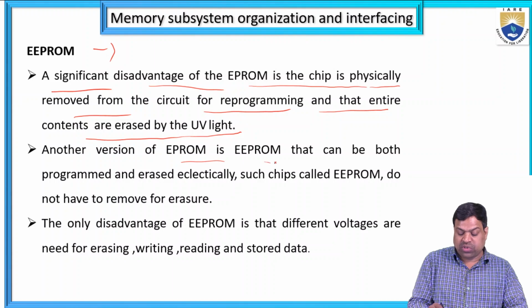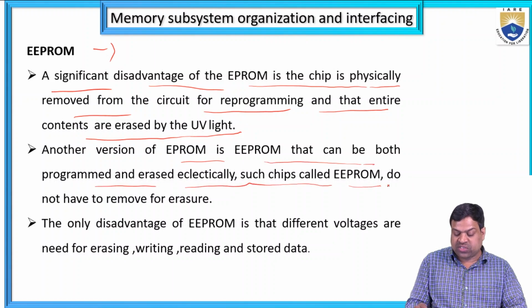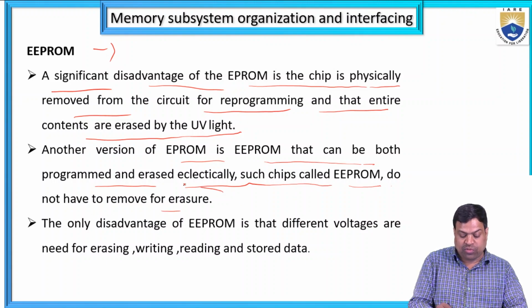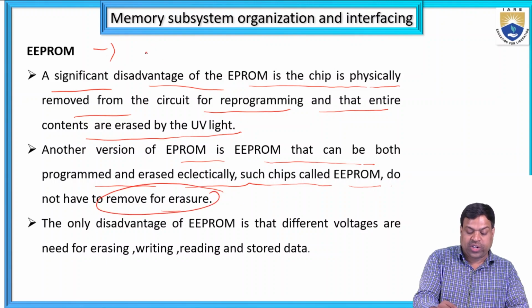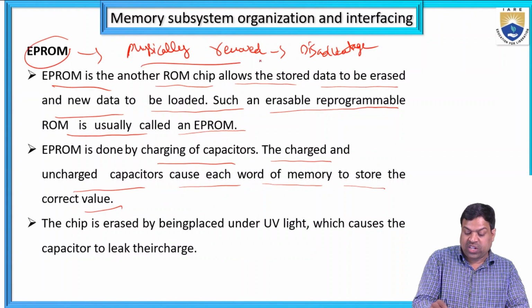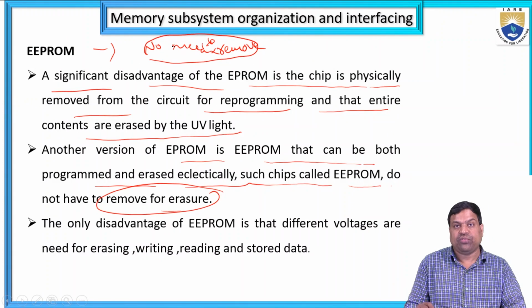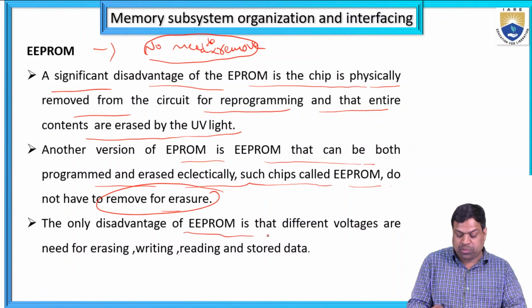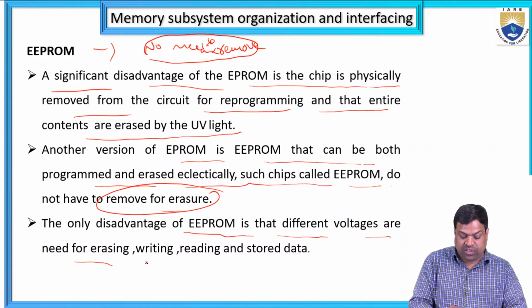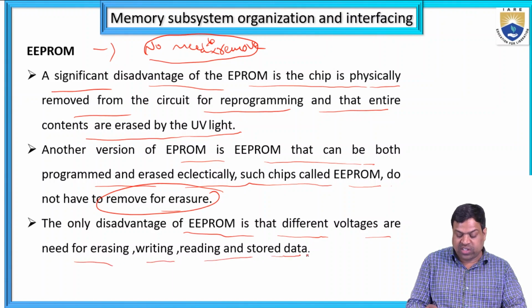The EEPROM can be both programmed and erased electrically. Such EEPROMs do not have to be removed for erasure. So we have no need to remove it, but in the EPROM we physically remove it. That is the advantage of EEPROM compared to EPROM. The only disadvantage of EEPROM is that different voltages are needed for erasing, writing and reading the stored data.